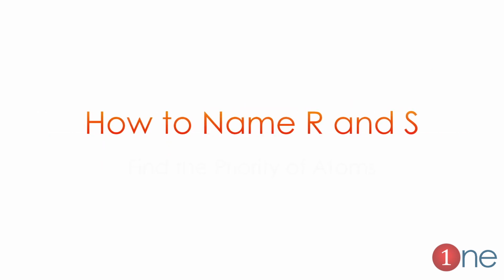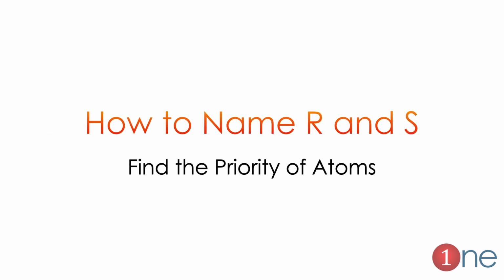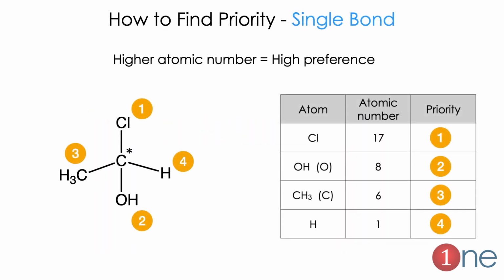How to name R and S? It is all about finding the priority of the atoms. So let us start with the simple case, which is the single bond. How will you find the priority? Normally the chiral carbon is attached with 4 different atoms. Here I have shown chlorine, alcohol, hydrogen and methyl group. You only have to consider the atom which is connected to the chiral carbon. Here chlorine is connected with carbon, hydrogen is connected with carbon, but in the alcohol group, oxygen is connected with carbon. In the methyl group, carbon is connected with carbon.